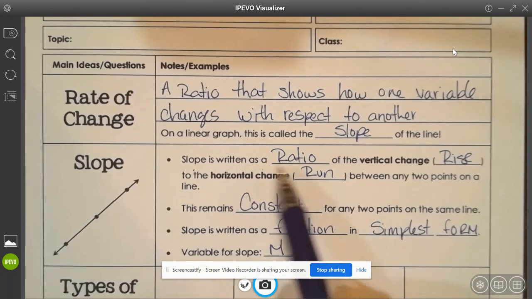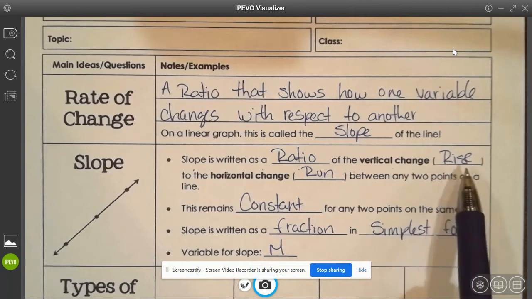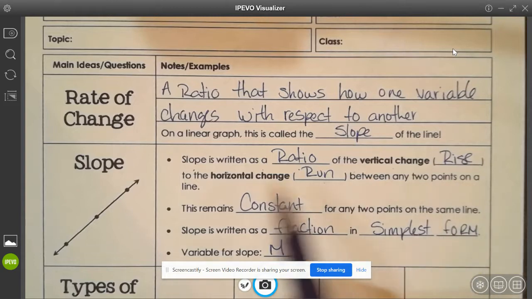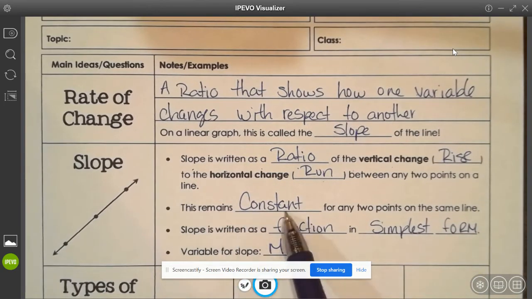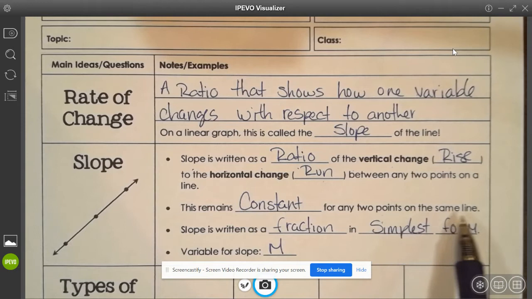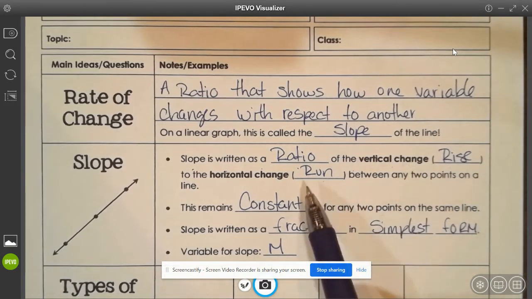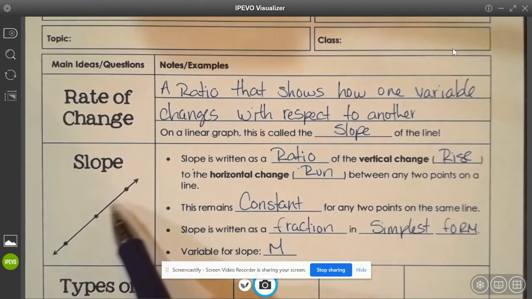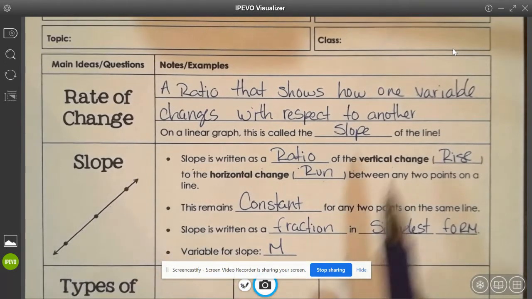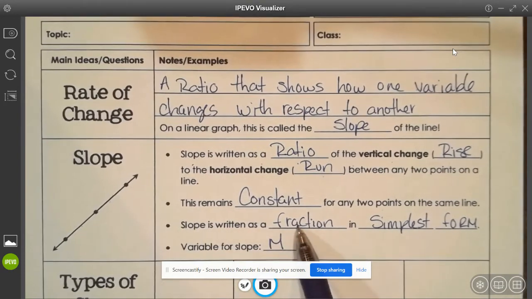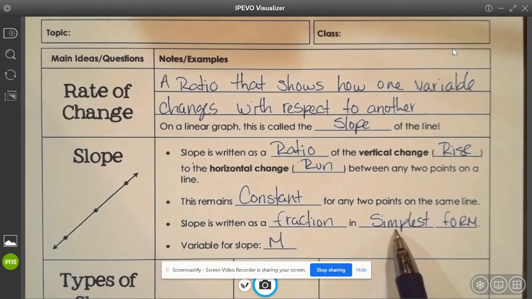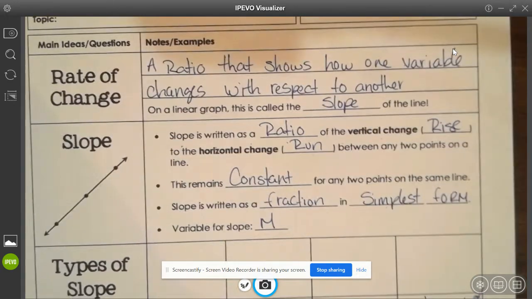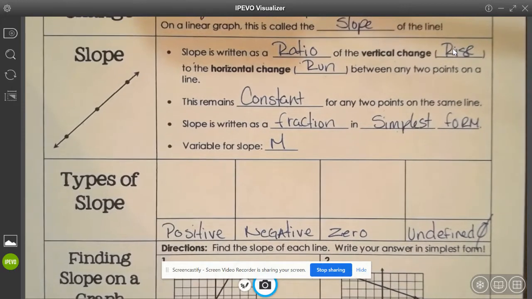So slope is written as a ratio of the vertical change, rise, to the horizontal change, run, between any 2 points on a line. This remains constant for any 2 points on that same line. So that means that the rise over run does not change for any 2 points on that line. So the points can be here and here. It's the same slope. Slope is written as a fraction in simplest form, meaning that you have to reduce the fraction if it's not reduced. In the variable for slope, we use m. So m equals, right?